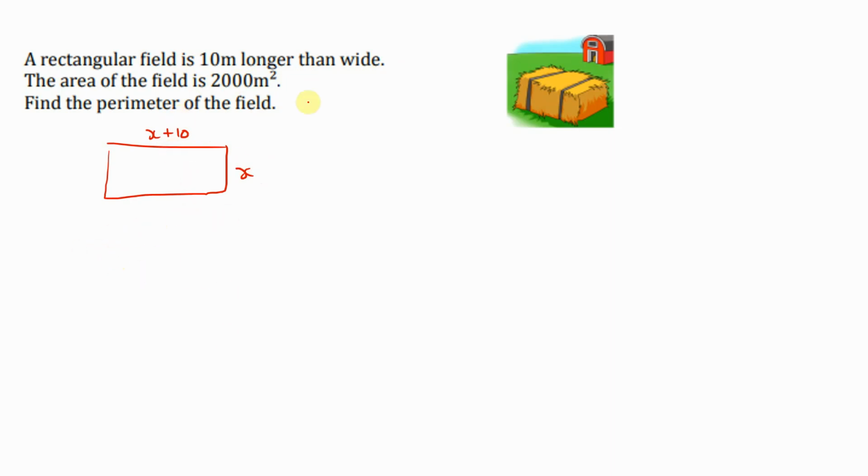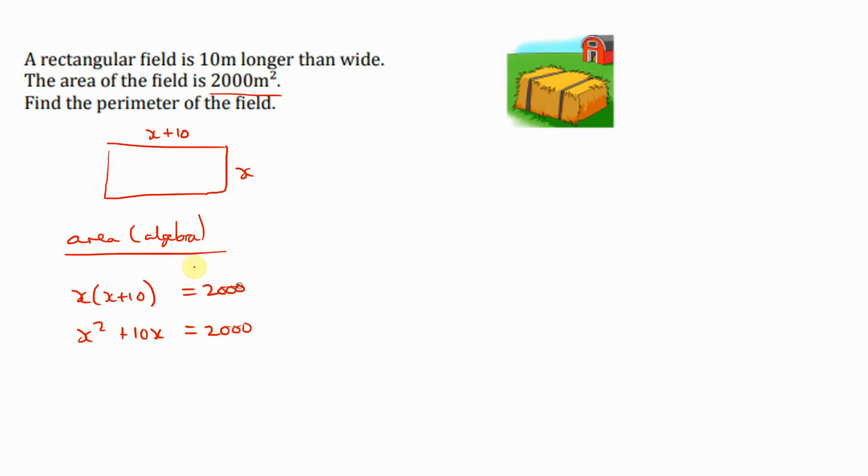And the area of this field is 2000. So the area of this, in terms of algebra, we would just multiply these, wouldn't we? It's a rectangle. So x times x plus 10, that's going to be x squared plus 10x. Well, that's going to be equal to the area of 2000. Because that's also the area, isn't it? That's the algebra area, that's the number area. They always equal each other.